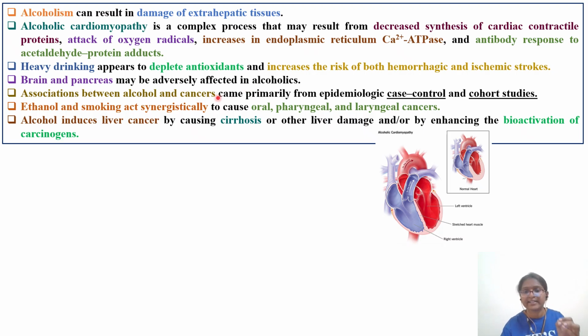Association between alcohol and cancers. How are we getting it? Based on epidemiological studies. So one topic in the exam you will have is with respect to case control studies, cohort studies, retrospective studies. If you check in your brochure, it is very clearly given. So read those types of terminology.